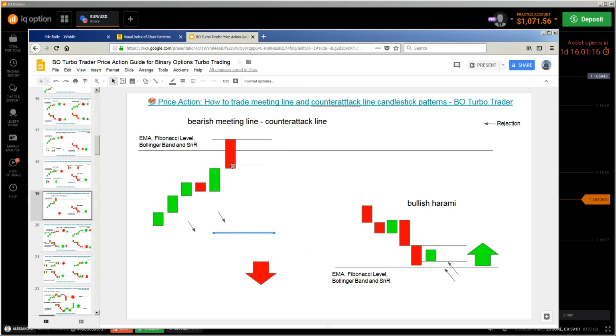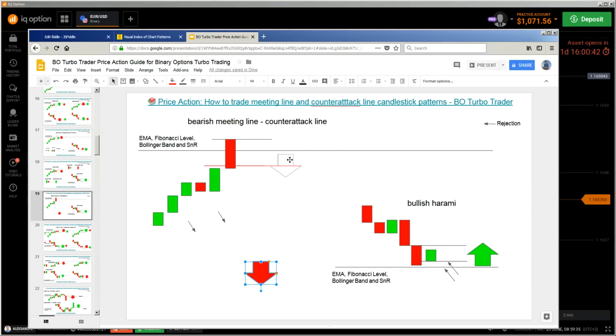But this candlestick here closes exactly or nearly the previous closing price of this bullish candle here, because we are in an uptrend. The support and resistance area is here in between. It can be in between of this gapped up candle, and then this candle goes down, closes at the level of the previous closing price, and that is what the bearish meeting line is. And after this you can expect that price will go down.